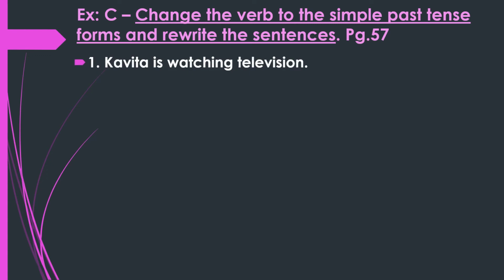Let us see the first one. Kavita is watching television. Now children, this sentence is in the present continuous tense because it is written is watching. We have to change this to simple past tense. And in the simple past tense, the sentence will become, Kavita watched television. Is watching will become W-A-T-C-H-E-D. That is watched.